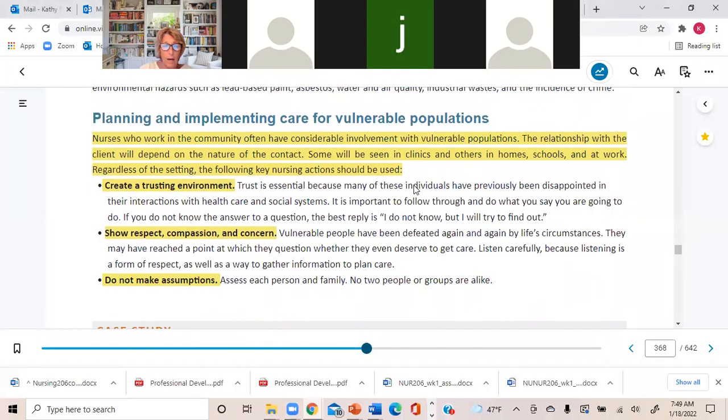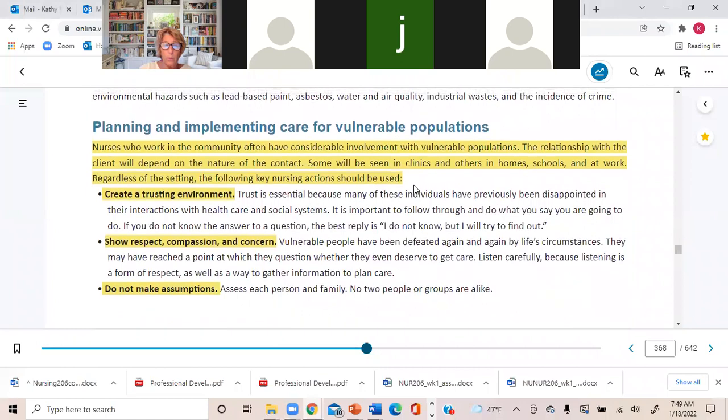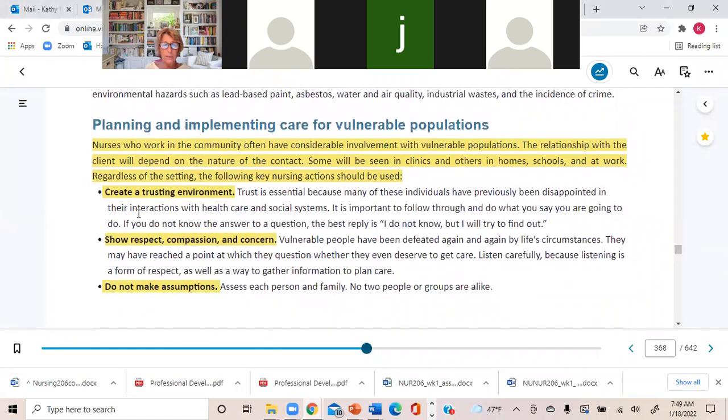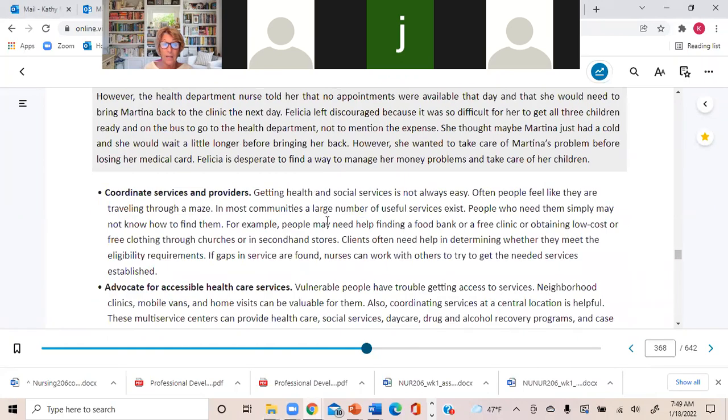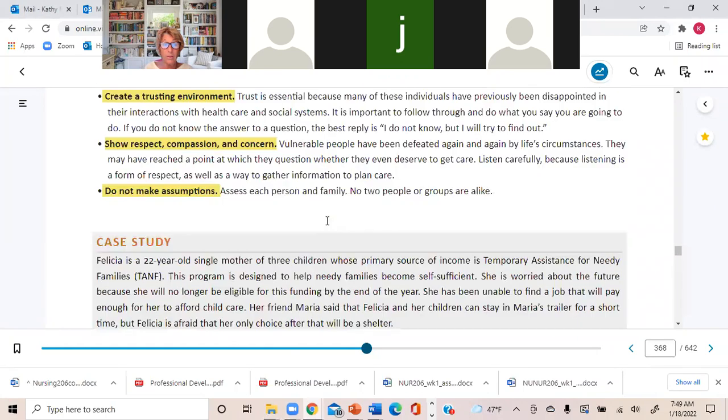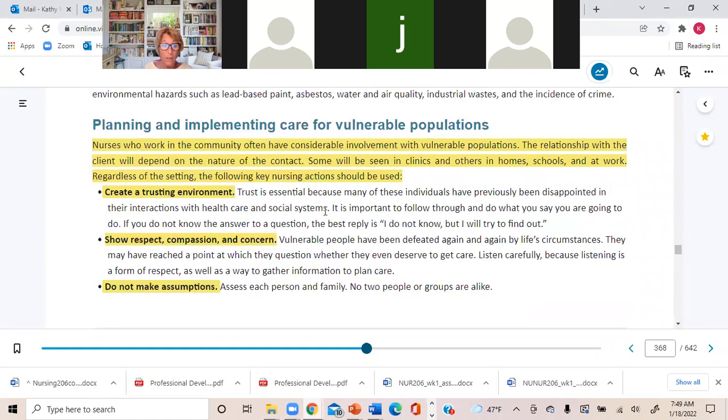Planning and implementing care for vulnerable populations. What's important? Creating a trusting environment, showing respect, compassion, and concern. Do not make assumptions. This is where, here's your case study. For those of you, this is an excellent case study as well. I sent you the Evolve Answers and Rationale. So if you haven't, take a look at these case studies. It has excellent rationales, and that's where a lot of where you're going to learn from.